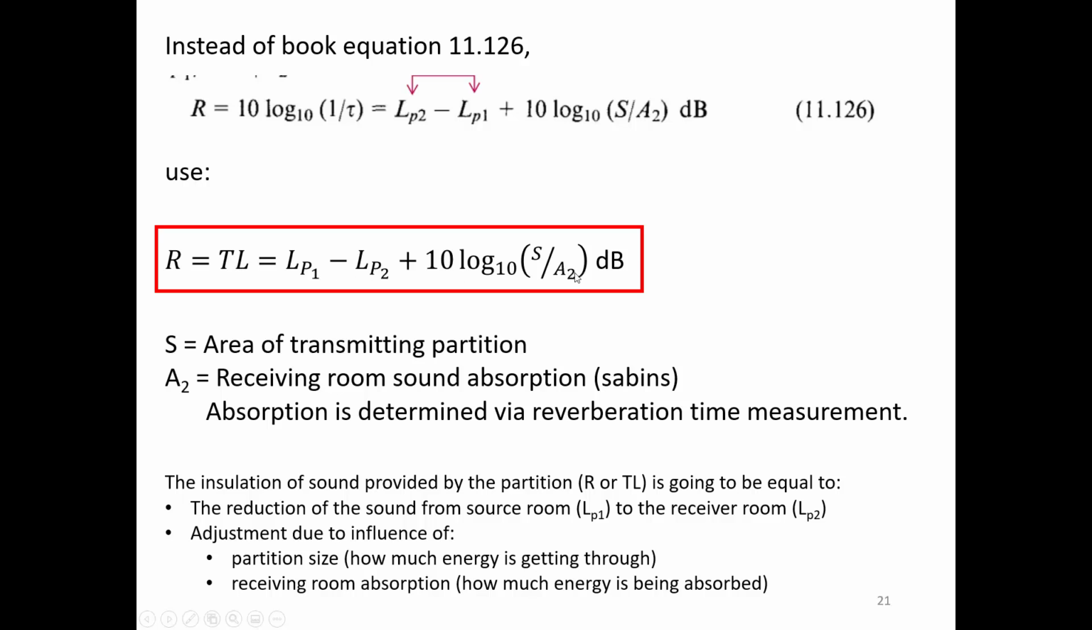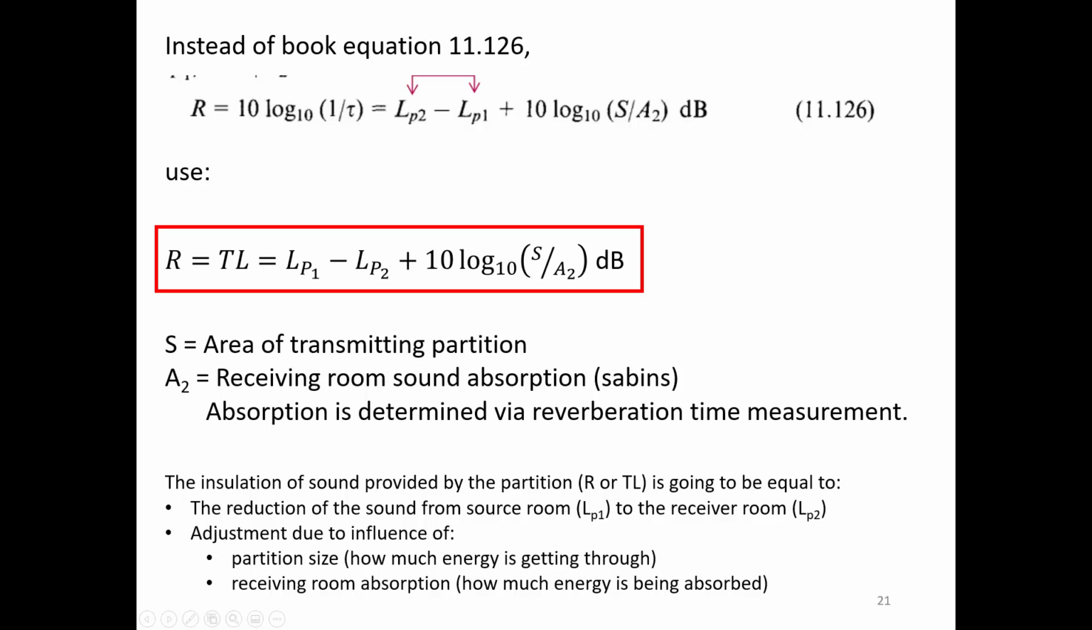But the absorption now, if the absorption in the receiving room is greater, there's more absorption in there, then it's going to reduce the sound in that receiving room. But if the sound pressure level in that second room is still the same, then it must mean that the transmission loss is lower, right? It's letting more sound through if there is more absorption and our sound pressure level in the receiving room is the same. So hopefully that makes sense.